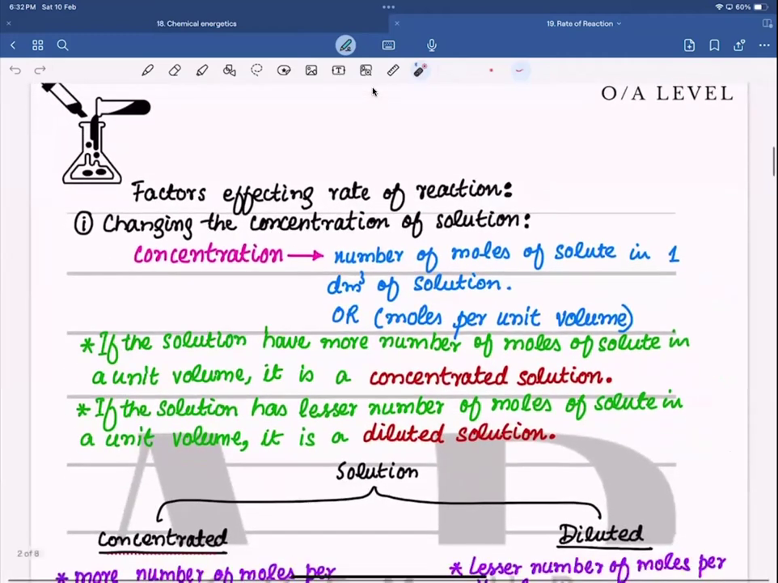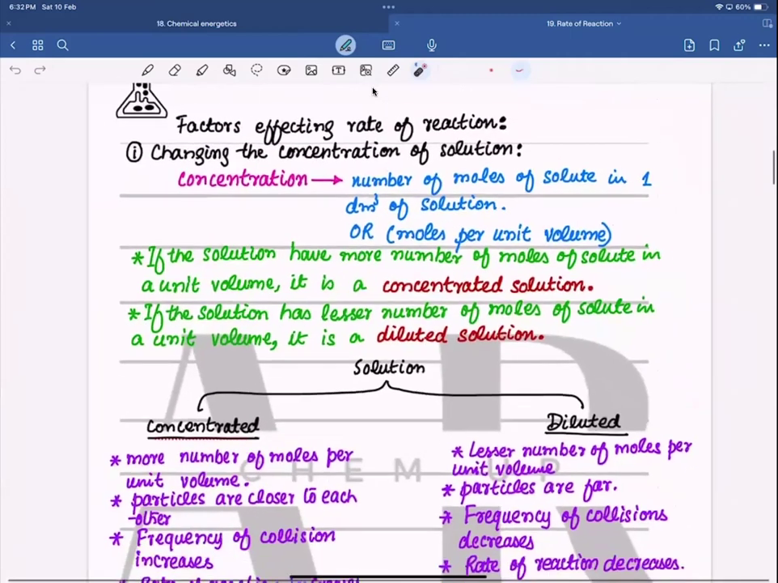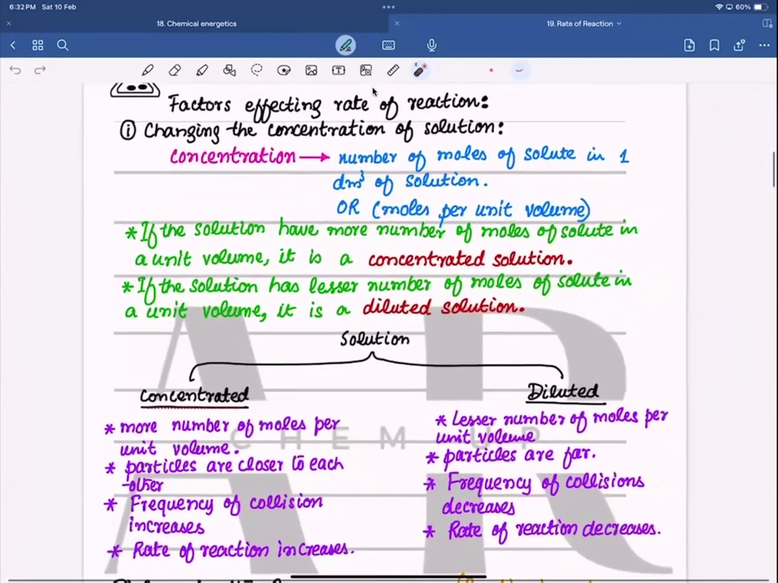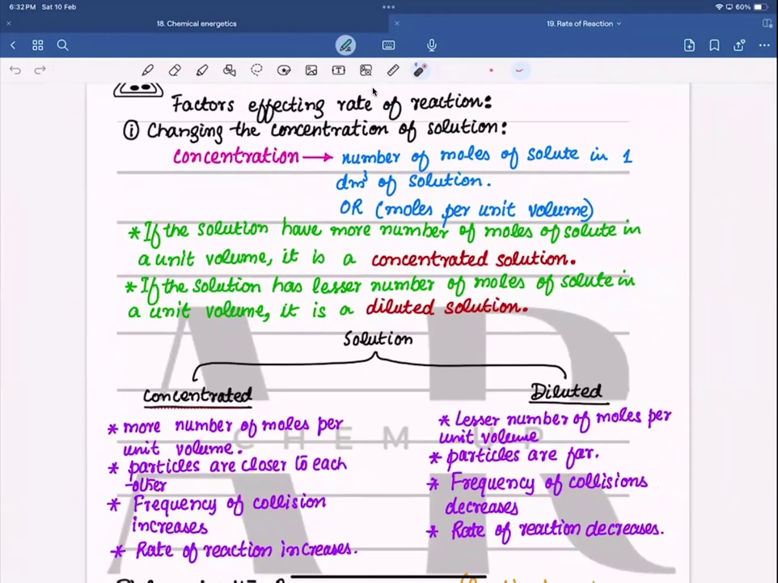Yes, Khatija and Mustafa. So we have two types of solution over here. The one is concentrated, and in the reaction we use that concentrated solution. As it's concentrated, we know that there are more moles present per unit volume, right? So it means that the particles are closer to each other. And if they are closer to each other, then the collisions will be more frequent. The frequency of the collision will be higher because they are closer to each other. They will collide with each other very frequently. And as a result, the rate of reaction increases.